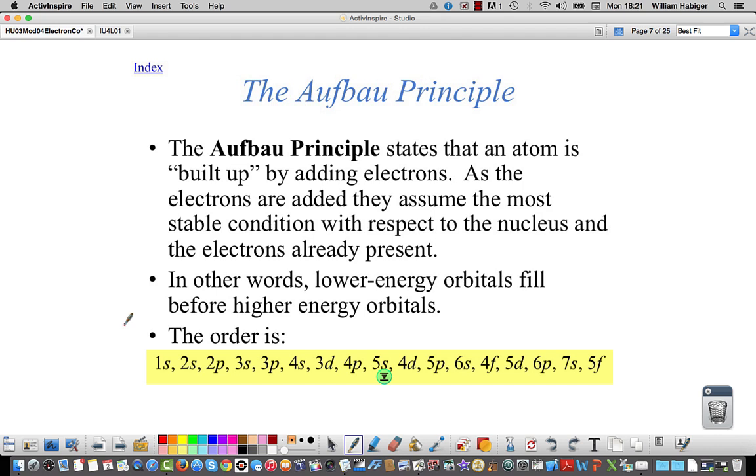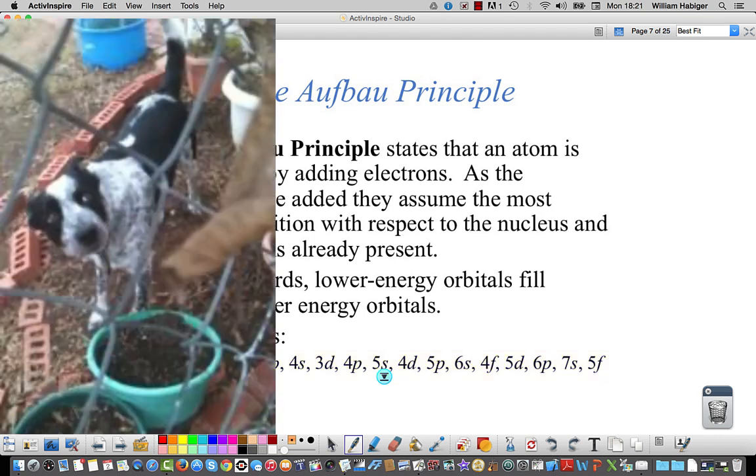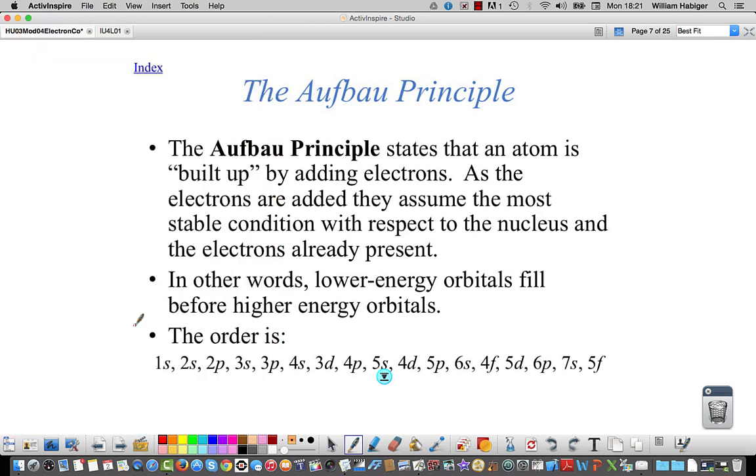6p, 7s, 5f. What? You mean to tell me each shell only has an S and a P subshell filled before another shell is added? Well, that's an excellent question, Bandit, and that's very astute of you for noticing that. That's why the valence shell, which consists of an S and a P subshell, can only hold 8 electrons.